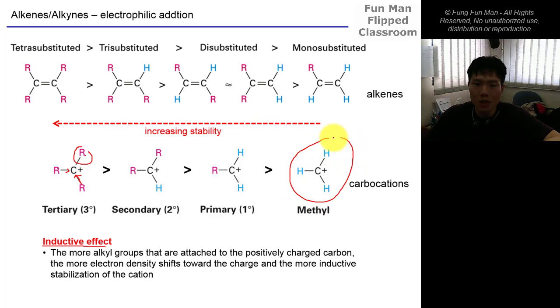On the other end of the spectrum, the methyl carbocation, they are all H's. H's don't donate electrons, they don't even have enough themselves. So they can't push electrons, and that's why the C plus in the middle feels very deficient, feels very hungry, and that's the reason why it's not stable. It doesn't like to exist for a long period of time.